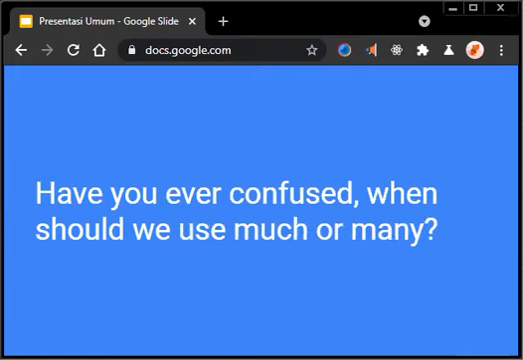Have you ever been confused about when we should use much or many? Yeah, much and many are meant to differentiate uncountable and countable nouns. Here's an example of countable and uncountable nouns I have.